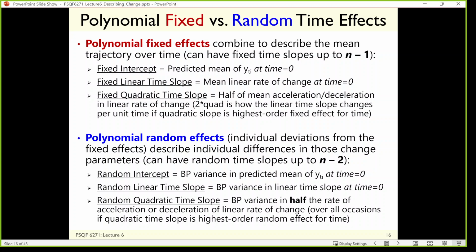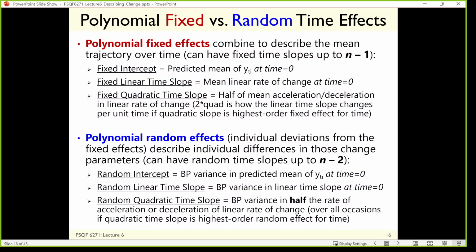Once we add a random linear time slope, then the random intercept becomes conditional on time 0, in the same way that if we add a fixed linear time slope, the fixed intercept becomes conditional on time 0. So then it matters where time 0 is. You would have a different intercept variance at any point in time because people are spreading themselves out through individual differences in change. Same idea with the quadratic.